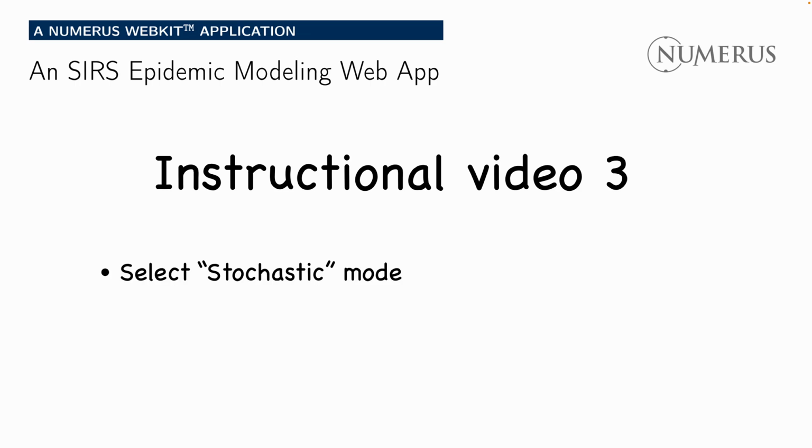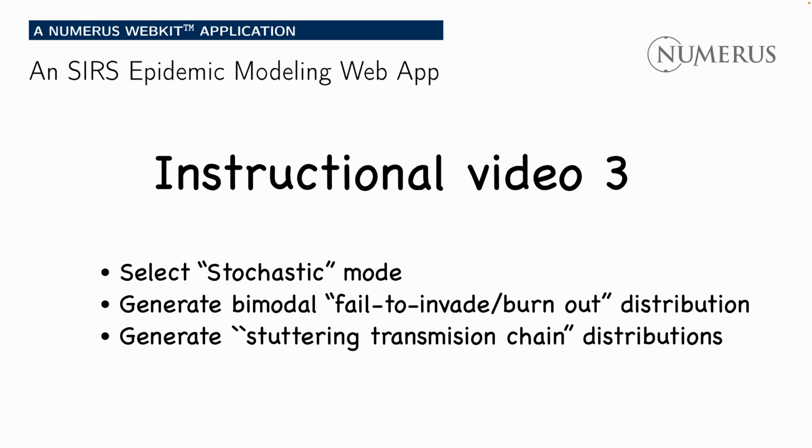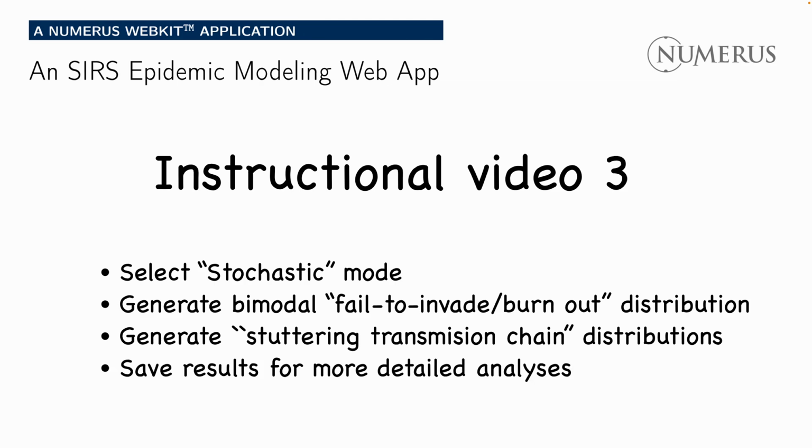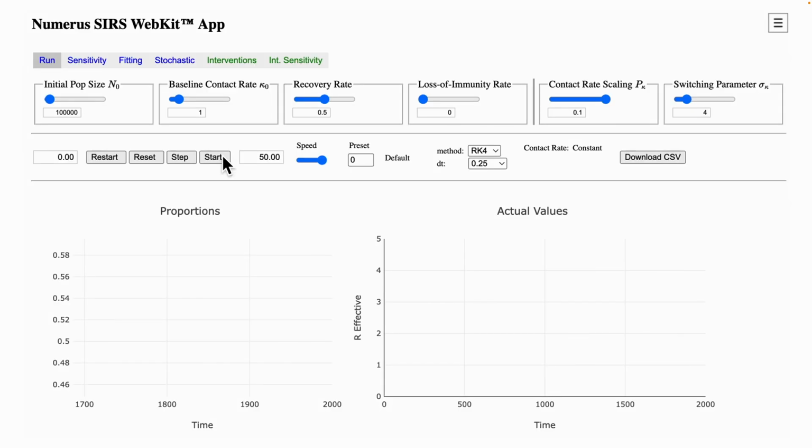In this video, we will select the stochastic mode. We will show you how to run this so you can generate a bimodal fail-to-invade/burnout distribution. We will show you how to change the parameters to generate stuttering transmission chain distributions and save the results for more detailed analysis. But before proceeding, you should be familiar with the run mode implementation, which you can find in our instructional video 1.